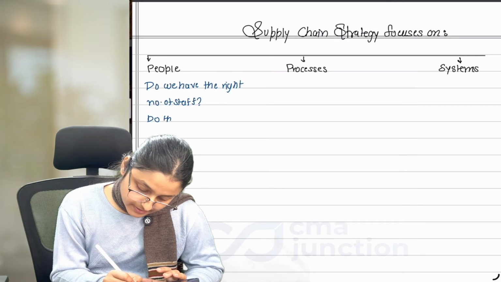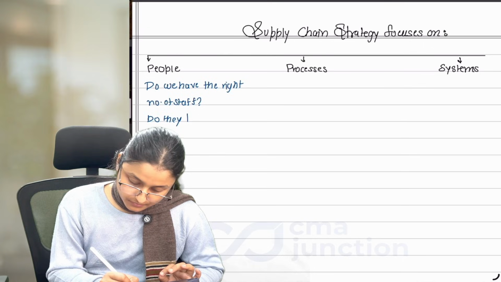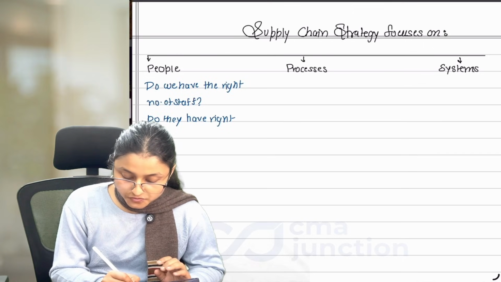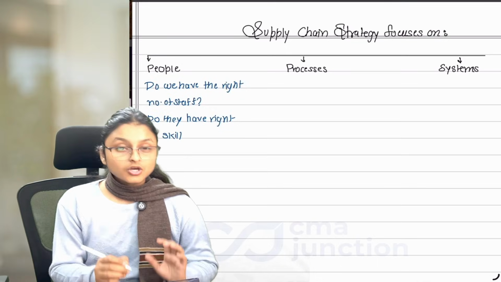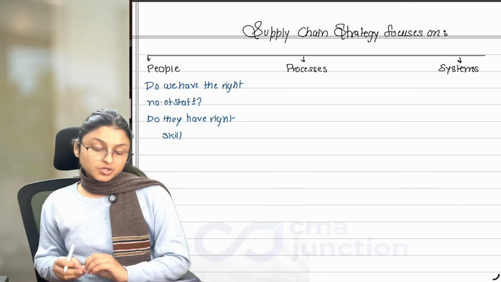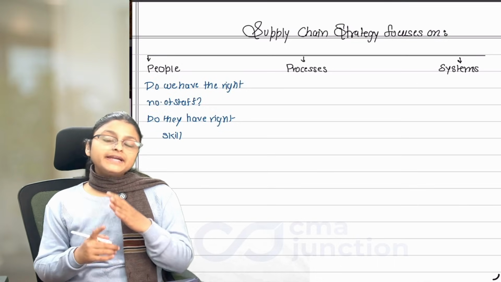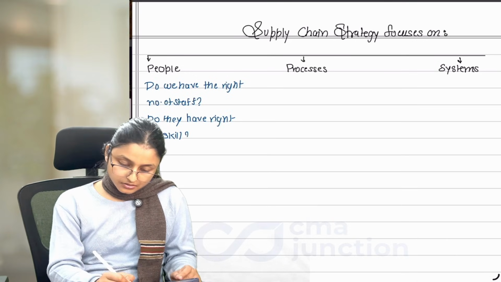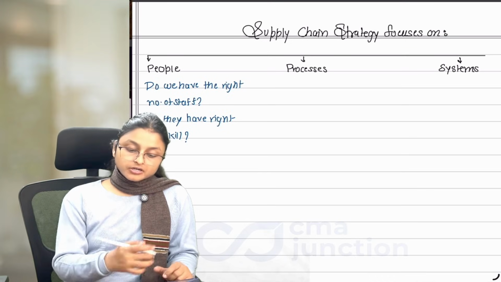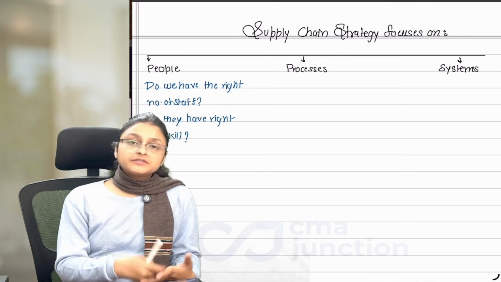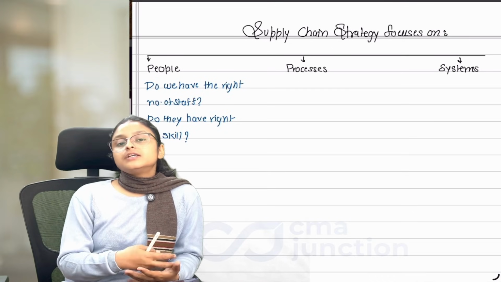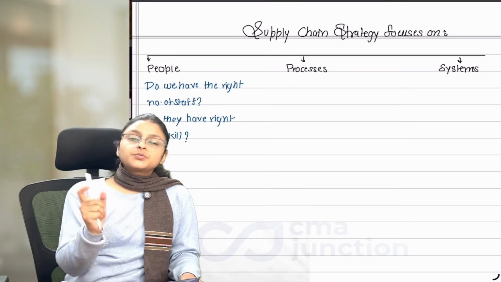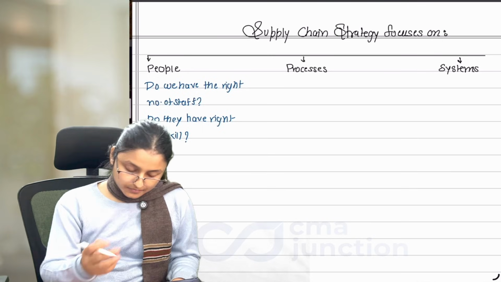Do they have the right skills? Are we having the right number of staff required to manage or run the supply chain properly? Or do we have the right skilled employees? Are they skilled enough to perform the task? If not, we will hire more employees if needed, and if more skilled employees are required, we'll have more skilled workers, or we can train the workers we already have.